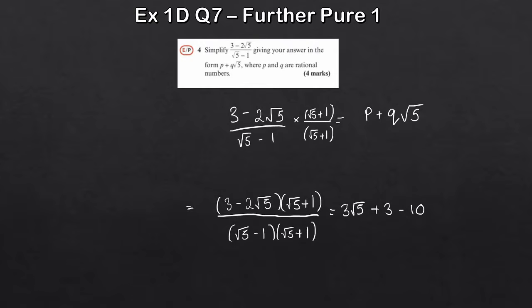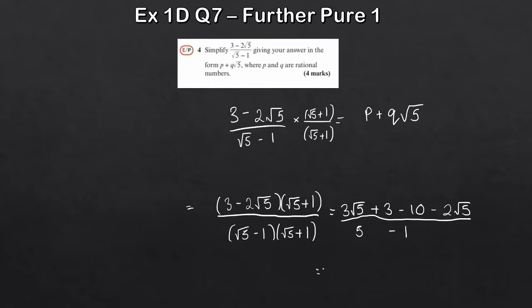And then I've got minus 2 root 5 times 1, so that'll just be minus 2 root 5. Okay, so that's my numerator. We won't simplify it just yet. Let's do the denominator now. Root 5 times root 5 simply gives us 5, because that would be the same as root 25, which simplifies to 5. Root 5 times positive 1 will be root 5, and then minus 1 times root 5, they'll cancel. And then minus 1 times 1 will be minus 1.